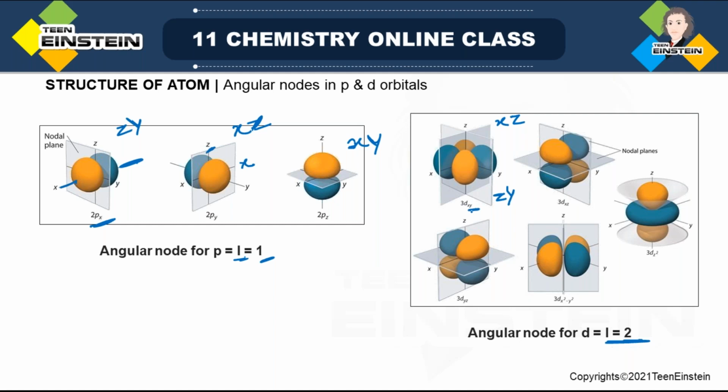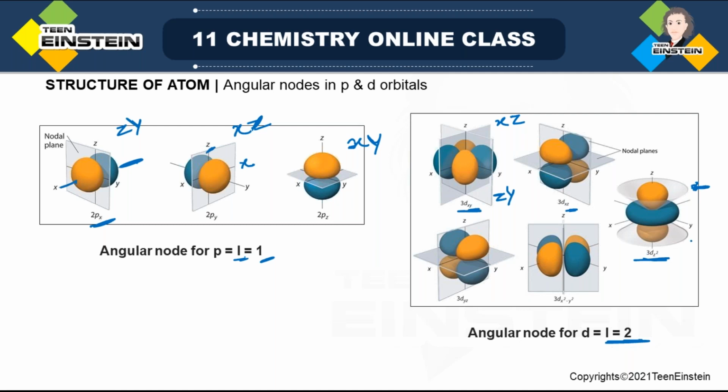So when it is the dxy orbital, the other two planes will be the angular nodes. When it is dxz, the other two planes, meaning zy and xy, will be the angular nodes. So in this way, you can see in all cases there will be two nodes, and for dz square here, the plane looks different. There is a conical type of shape, but remember here also we have two nodes.